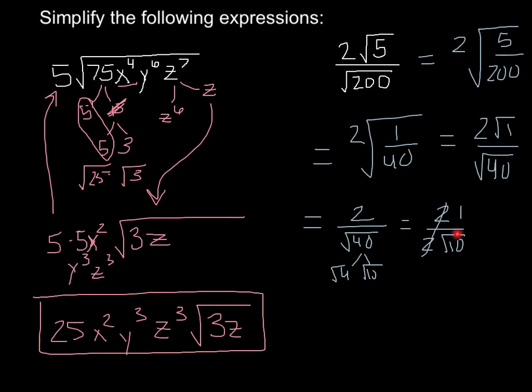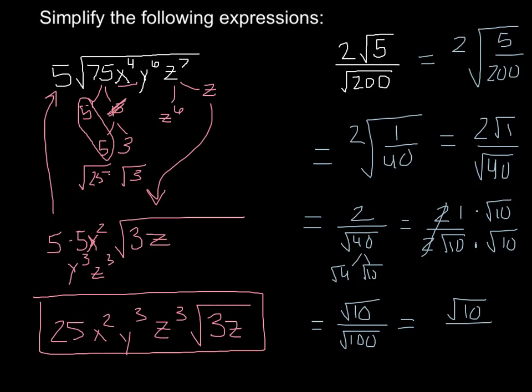But I absolutely do not want a square root in my denominator. So I'm going to multiply the numerator and the denominator by whatever's in my denominator. That's square root of 10. So that gets me the square root of 10 over the square root of 100, because 10 times 10 is 100. And that simplifies to the same answer we got before, which is the square root of 10 over 10.